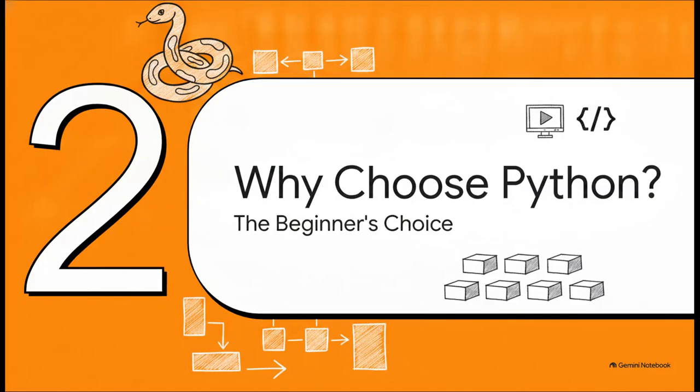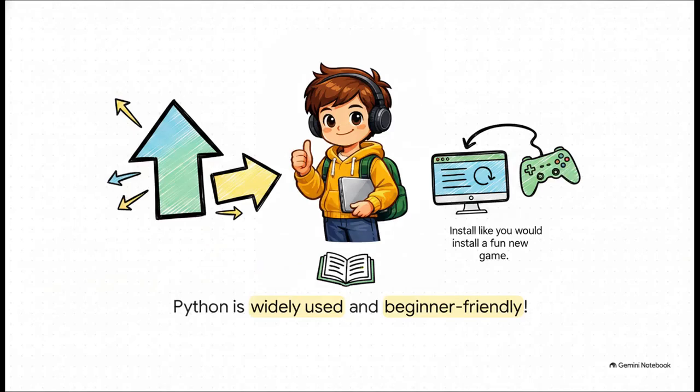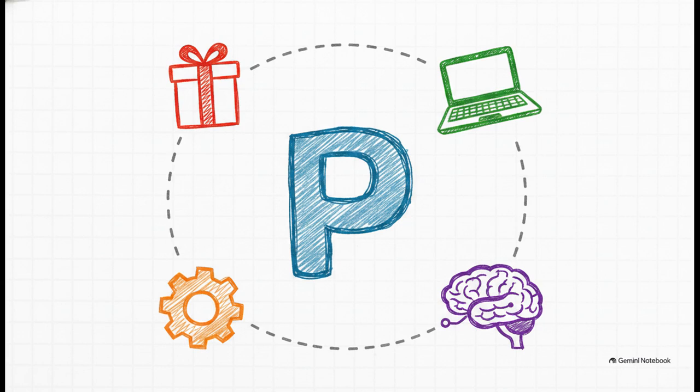Moving right along to Section 2, why choose Python? If you are just starting out, honestly, you've made a brilliant choice. Python is incredibly widely used and famously beginner-friendly. And you might be wondering, why is that? It's because its syntax, which is basically the grammar of the code, feels remarkably close to simple everyday English. It was intentionally designed to be easy to read and write. Plus, getting started is a total breeze. You literally just head over to python.org, download it, and install it on your computer just like you would a fun new game.